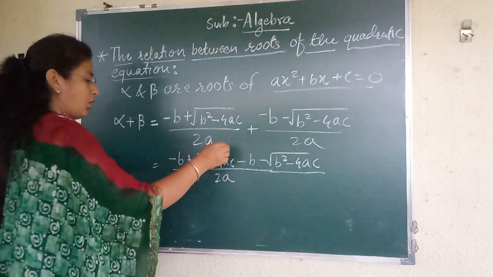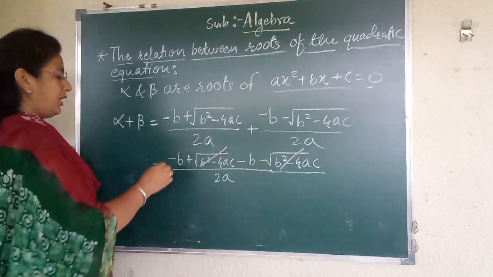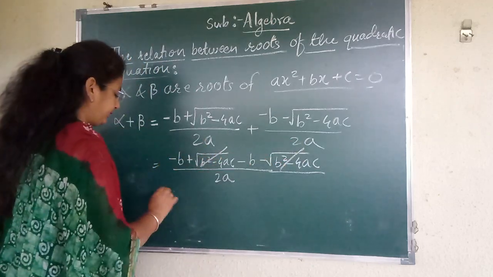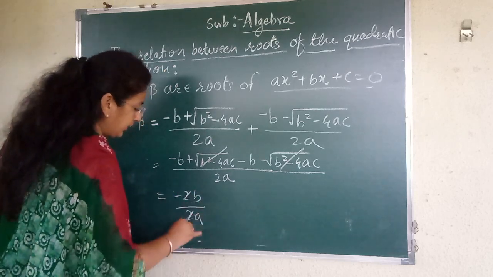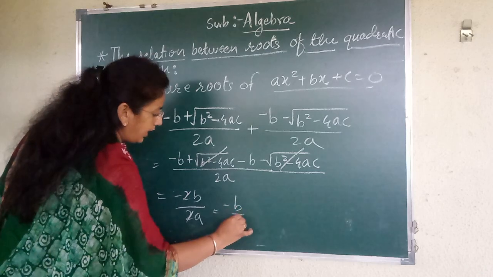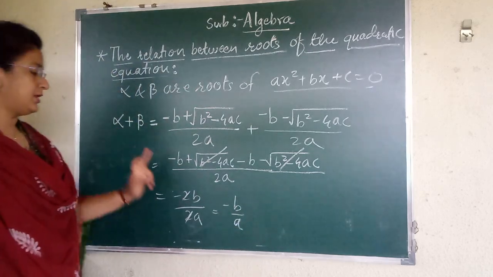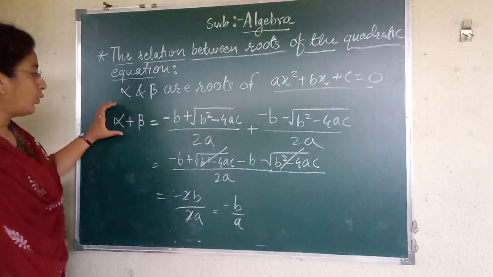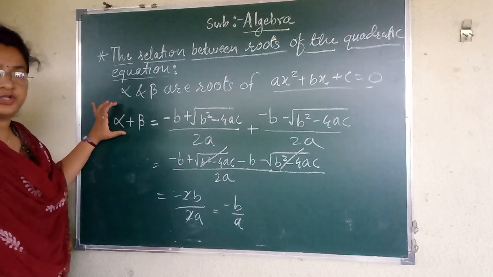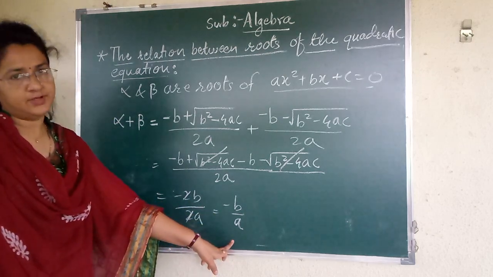Now this whole root will get cancelled, plus and minus. Now negative 2b upon 2a, the 2 will get cancelled, so negative b upon a. So we got the relation alpha plus beta is equal to negative b upon a. It means the sum of the roots of the given quadratic equation is equal to negative b upon a. This is the first relation.